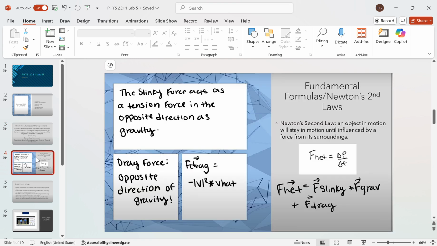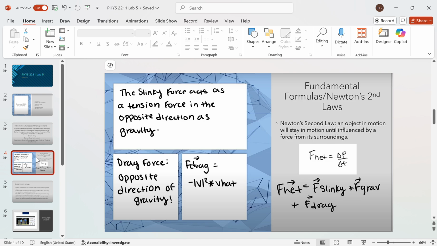Now, on the fundamental formulas involved, first we have the Slinky force, which acts as a tension force in the opposite direction as gravity. We also have the drag force, which acts in the opposite direction of gravity, and that is found by the formula the negative magnitude of velocity squared times the unit vector of velocity.